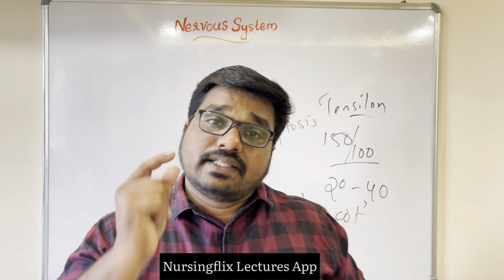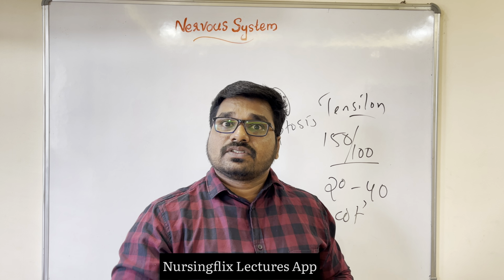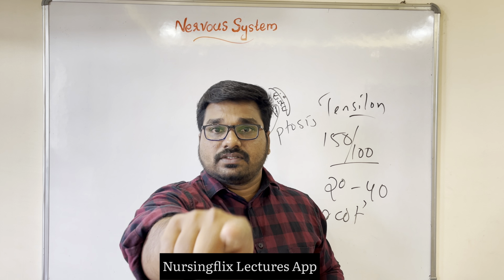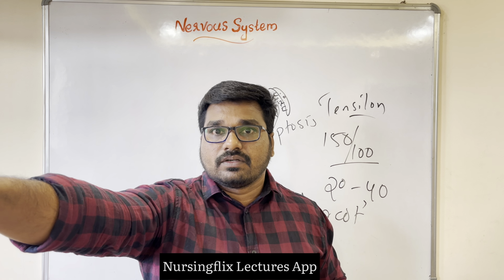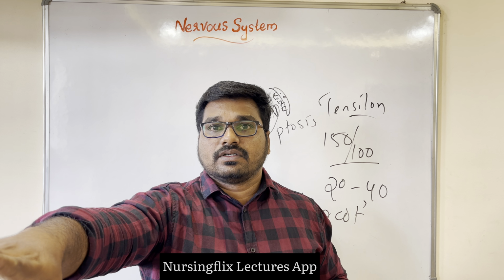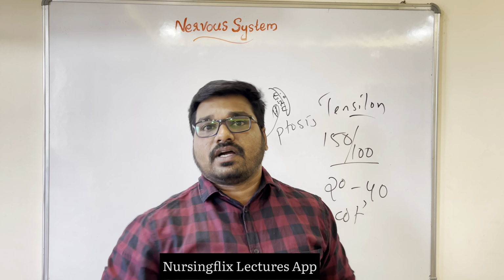Simple logic. Then if the patient has a cholinergic crisis, it means after giving your dose of edrophonium, the symptoms may get deteriorated, may get worsened. Immediately what should you do? Stop the medication and give an antidote, atropine sulfate.